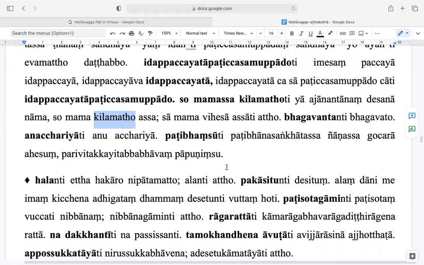So can you help me to translate the sentence? Patipam suti patipana sankhata jnana sa gochara ahesum Pāḷi Piṭaka jitapa pavang papunishu.